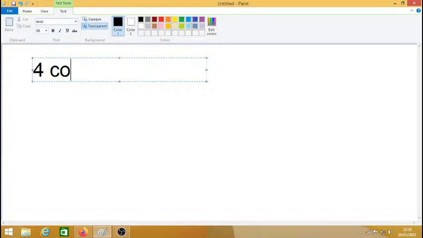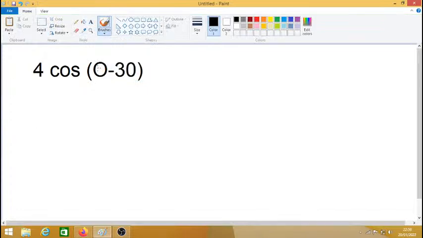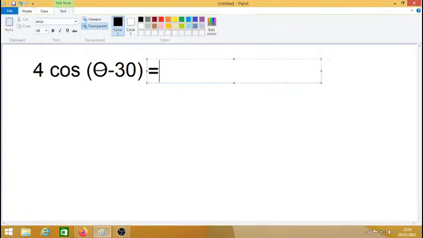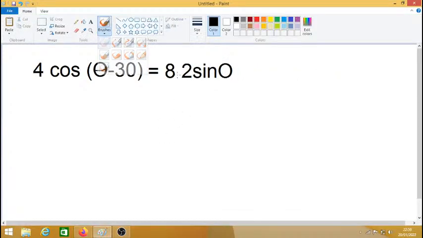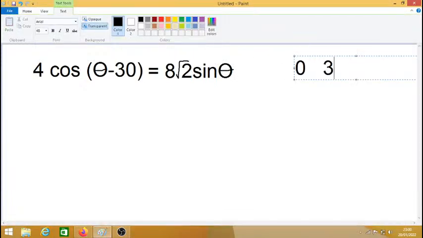Let's begin with the equation. Solve 4 cos(theta minus 30 degrees). That's one side of the equation. And on the other side of the equation, we have 8 root 2 sine theta. And we want to solve it for the theta range 0 to 360.